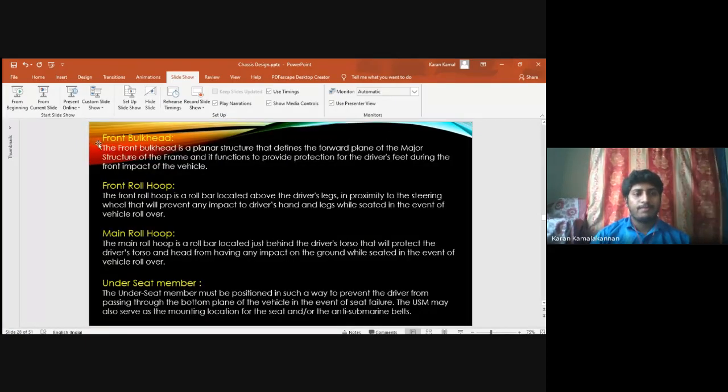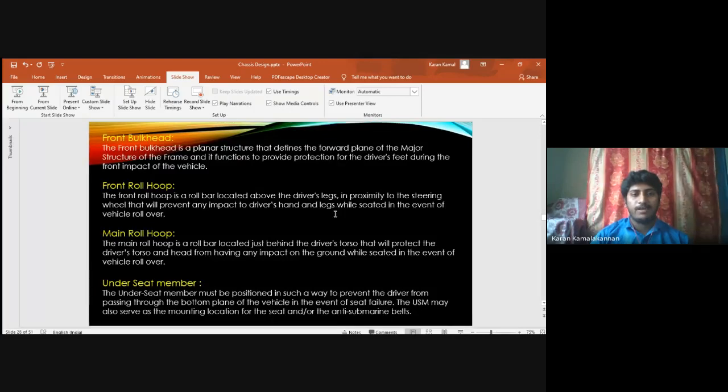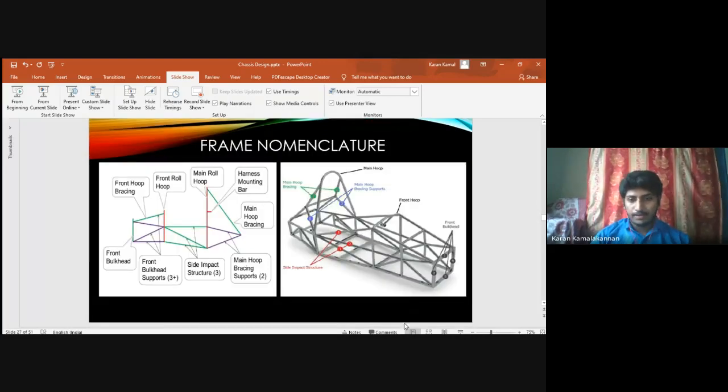I will give brief definitions of all of these. The front bulkhead is a structure that defines the forward plane of the major structure of the frame. Its purpose is to protect the driver's feet in case of any impact. The driver's seat will be somewhere here, with the legs and the accelerator pedal, so its function is to protect the driver's legs in case of any impact.